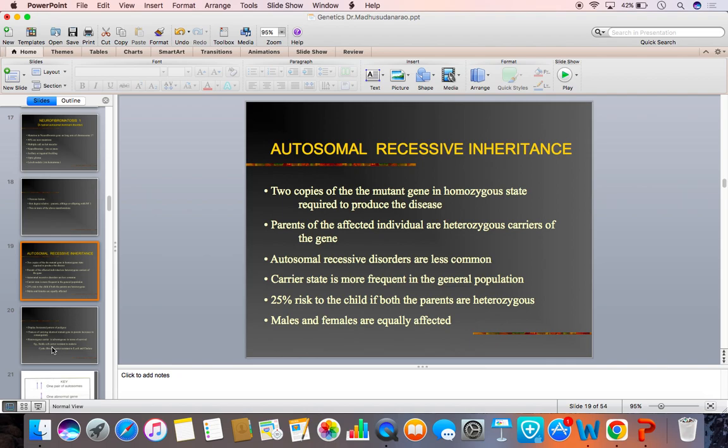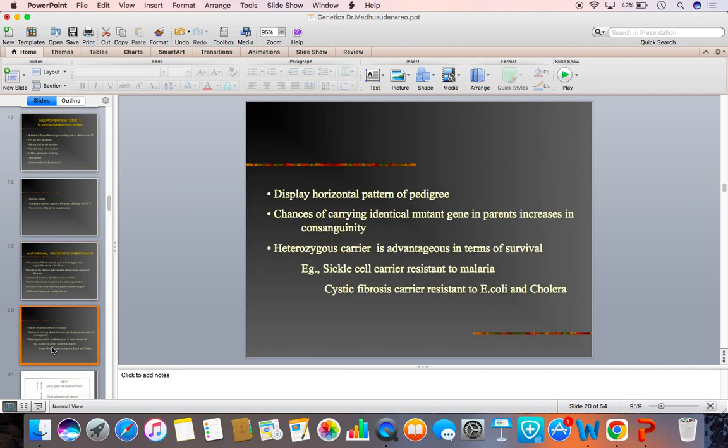When both the parents have the carrier gene, there is a risk of 25% of the children becoming diseased. So that is the reason why consanguineous marriages are not encouraged. Here, males and females are equally affected. Display a horizontal pattern of pedigree. Chances of carrying an identical mutant gene in parents increase in consanguineous marriages.